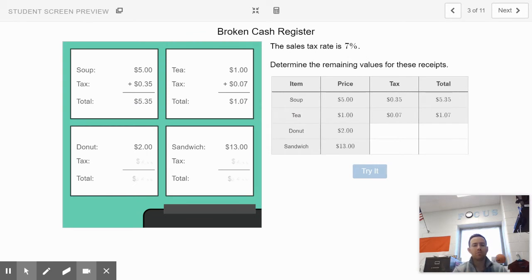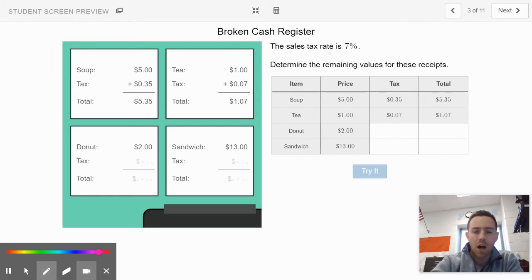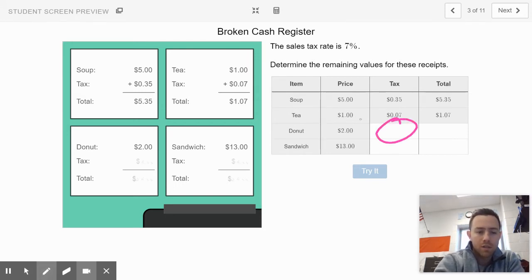On slide number 3, you're told for sure the sales tax rate is 7%. And you'll be asked to determine the remaining values for these receipts. So on this slide, your job is to figure out what you think the sales tax is for this donut based on its original price, and what the sales tax is for the sandwich based on its original price. I kept saying price. I said it twice. That rhymed. Oh my gosh, I hope I don't have lice. Oh no. Then you'll find the total.